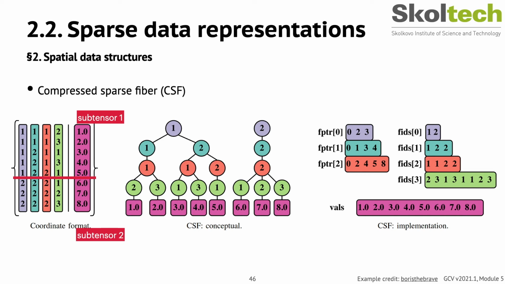And so the division here displays how the first split is being performed, by splitting along the first discontinuity in the first row into 2 subtensors, 1 and 2.